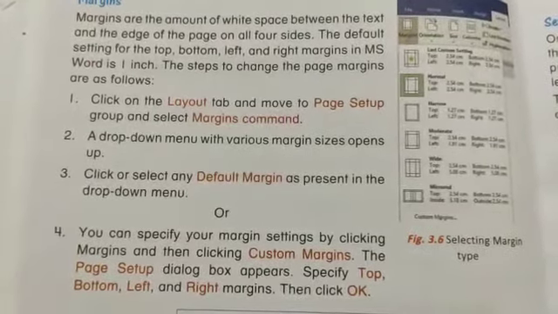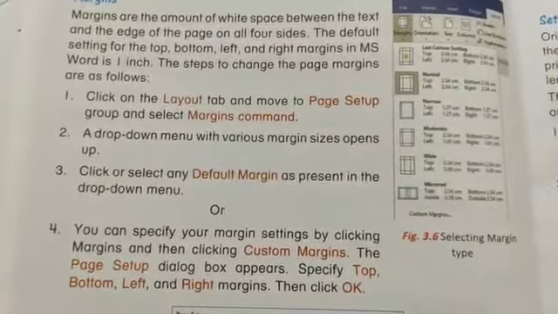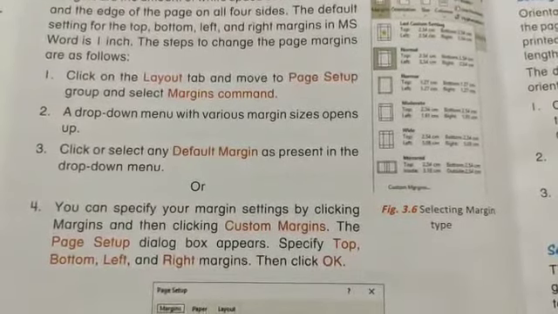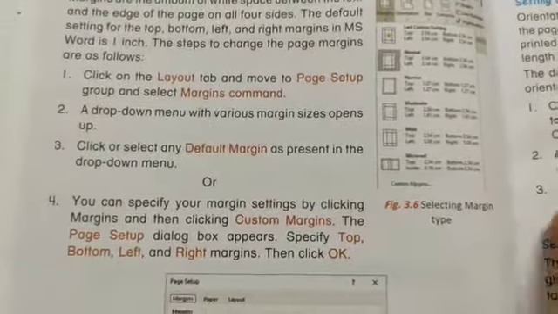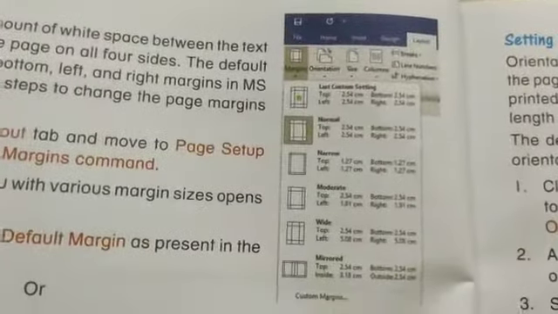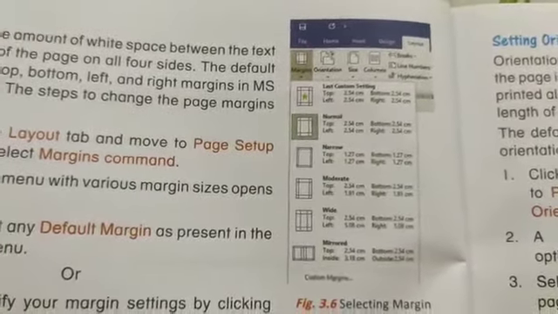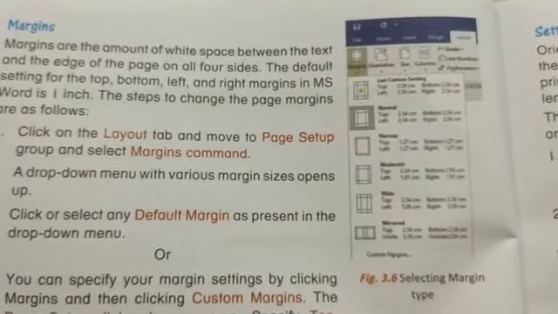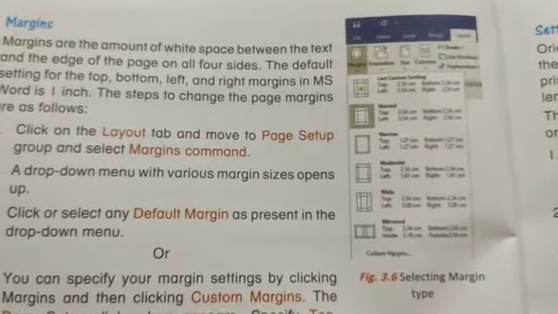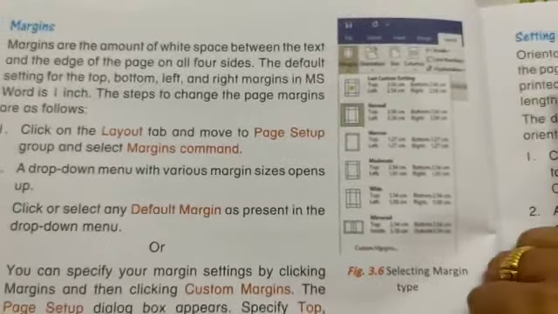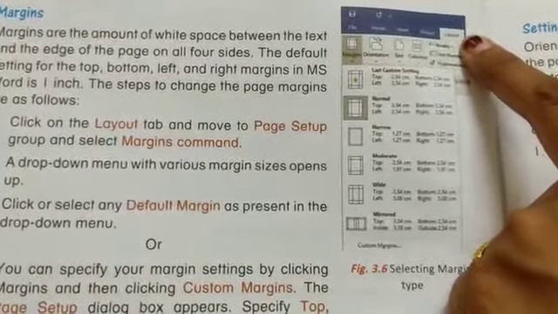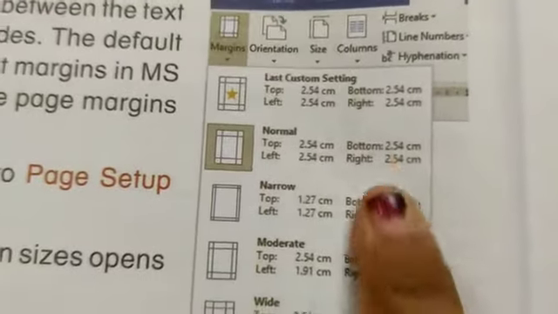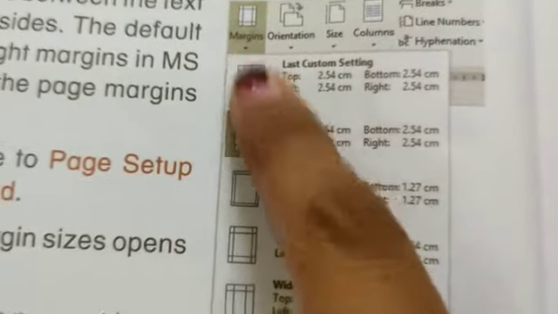The steps to change the page margin are as follows. First step: click on the layout tab, move to the page setup group and select the margin command. Now can you see this figure 3.6? You click on the layout tab, move to the page setup group and select the margin command. This is layout. After layout you select page setup and then go to margin.